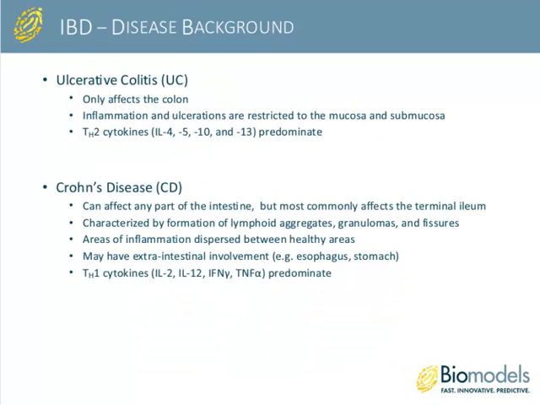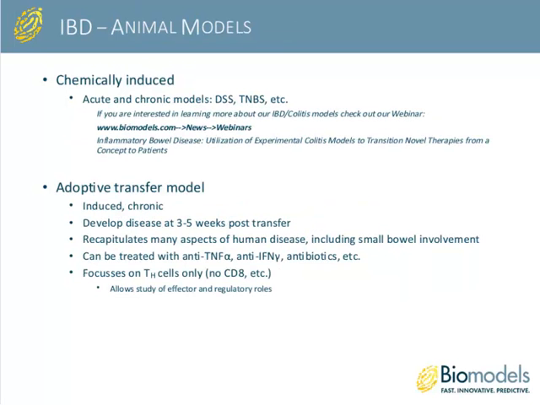They can be divided into two subdiseases: ulcerative colitis, which is restricted to the colon, mucosa, and submucosa, and is characterized by a Th2 profile. And then Crohn's disease, which can affect any part of the intestine and indeed extraintestinal tissues such as the esophagus and the stomach. It's granulomatous in presentation, and it's characterized by a Th1/Th17 cytokine profile.